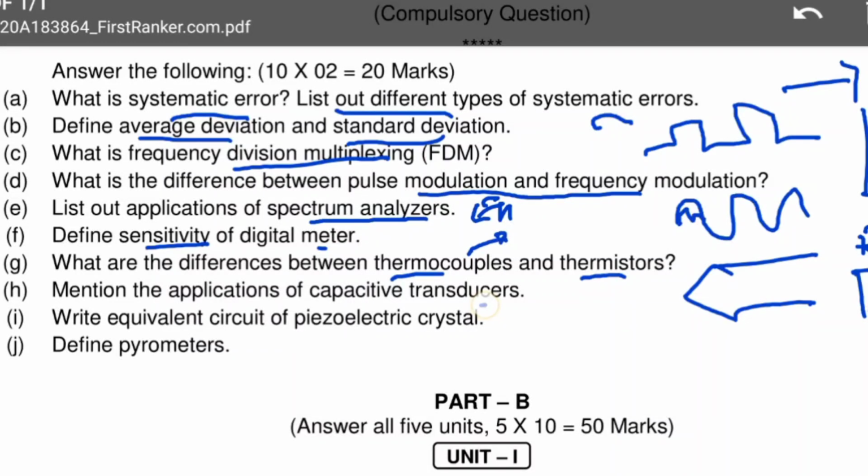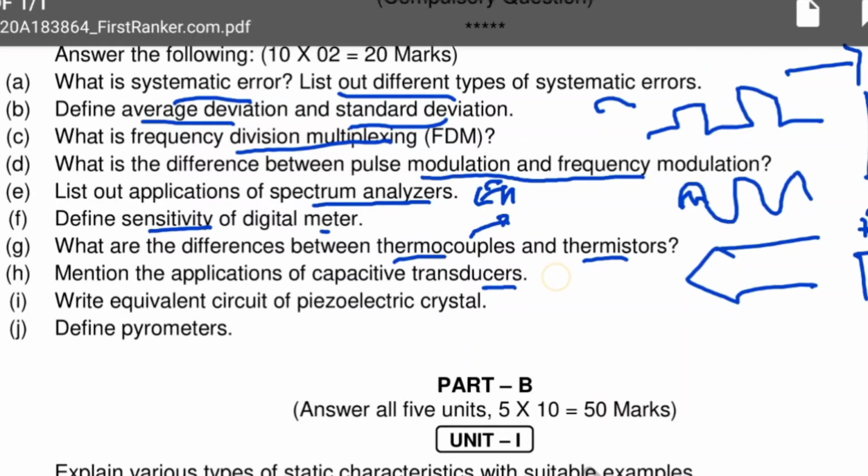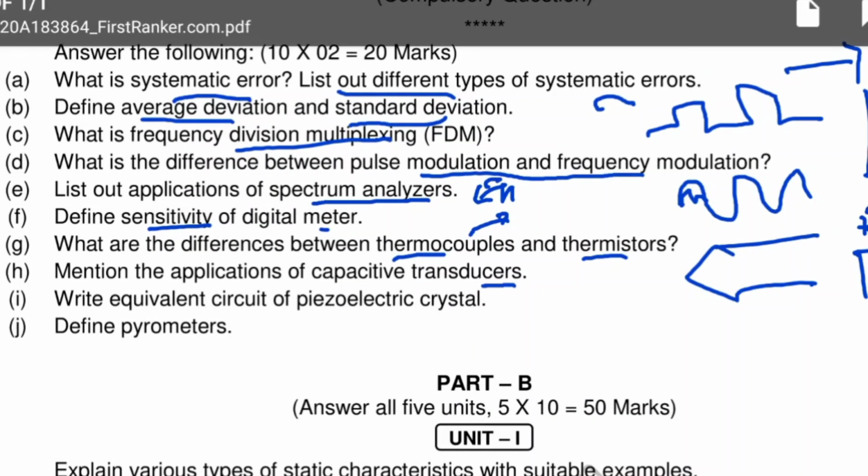Mention the applications of capacitive transducers. Capacitive transducers are used in gases or liquids. The volume can be measured using a capacitive transducer. The humidity in gases and volume flow can all be measured using capacitive transducers. Write the equivalent circuit of a piezoelectric crystal. The equivalent circuit will be a resistance and one voltage source generated.